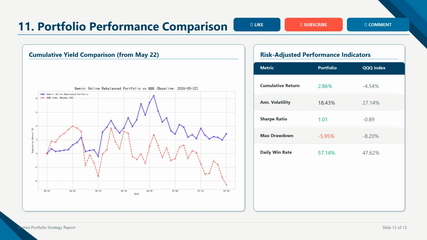Our strategy achieved an annualized volatility of 18.43% and an outstanding Sharpe ratio of 1.01, compared to QQQ's Sharpe ratio of -0.89. The maximum drawdown was restricted to -5.95%, demonstrating superior risk-adjusted returns and robust downside protection. This outperformance is driven by our systematic rotation, which quickly exited underperforming growth names and rotated capital into defensive leaders and utilities. The daily win rate of our strategy stood at 57.14%, highlighting the consistency of our selection model.